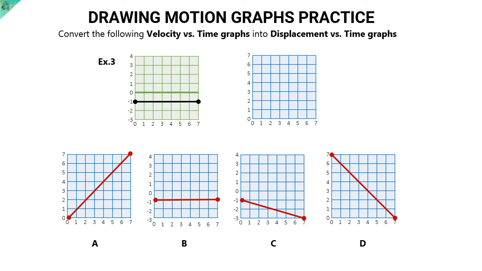We are now on to example number 3. This time, we're now converting from velocity versus time into displacement versus time graph.